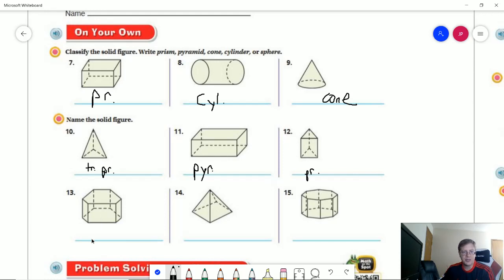This one is going to be a prism. Number 14 is going to be a pyramid. And number 15 is going to be a prism.